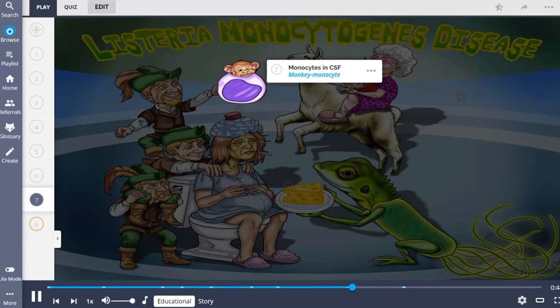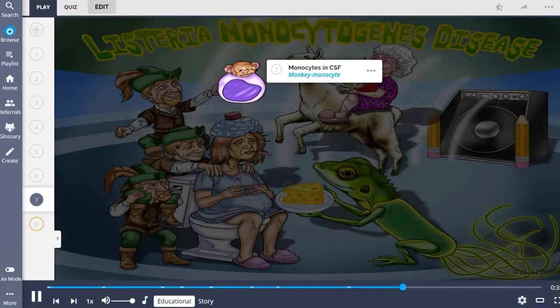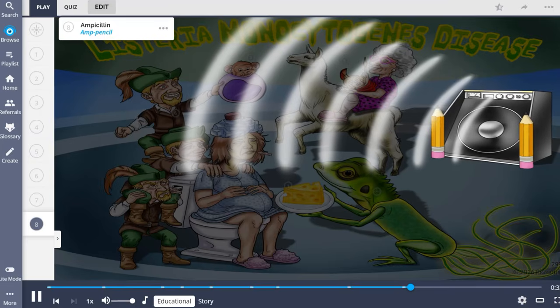Listeria monocytogenes characteristically causes a monocytic response, and after a lumbar puncture, diagnosis of this infection is confirmed when we see monocytes in the CSF, or cerebrospinal fluid, illustrated as the monkey monocyte. The antibiotic of choice for treating listeriosis is ampicillin, the AMP pencil.